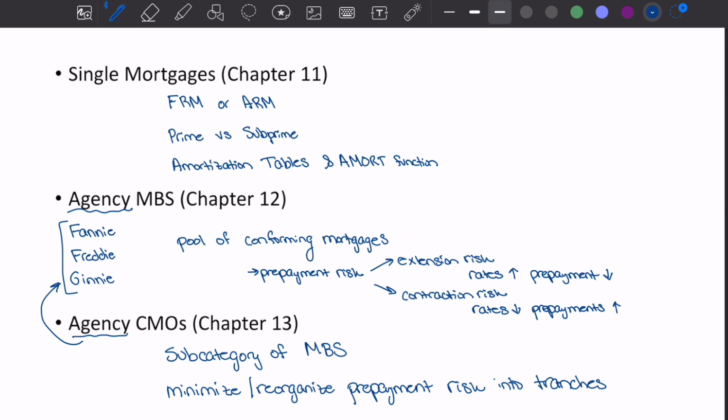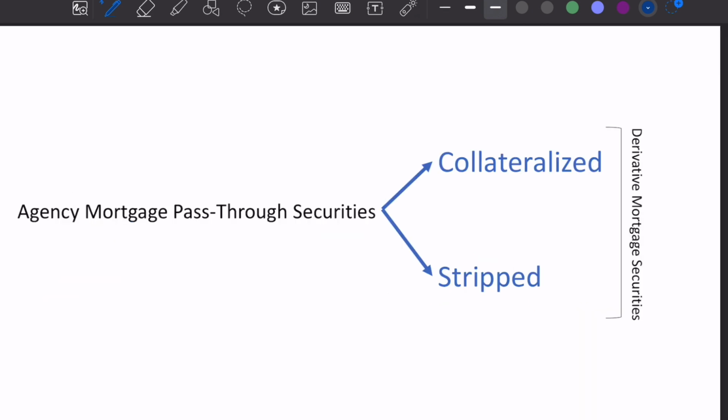And both this PowerPoint and those practice problems you'll find linked either down below this video or in the resources area. Now, as I mentioned, a collateralized mortgage obligation, or a CMO, is kind of like a subcategory of a mortgage pass-through security. So it's just one version. There are also stripped versions, so I'll talk about those at the very end of this PowerPoint as well.